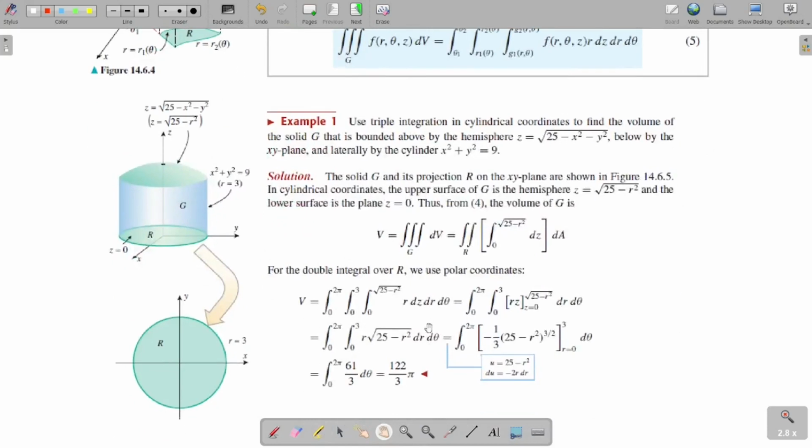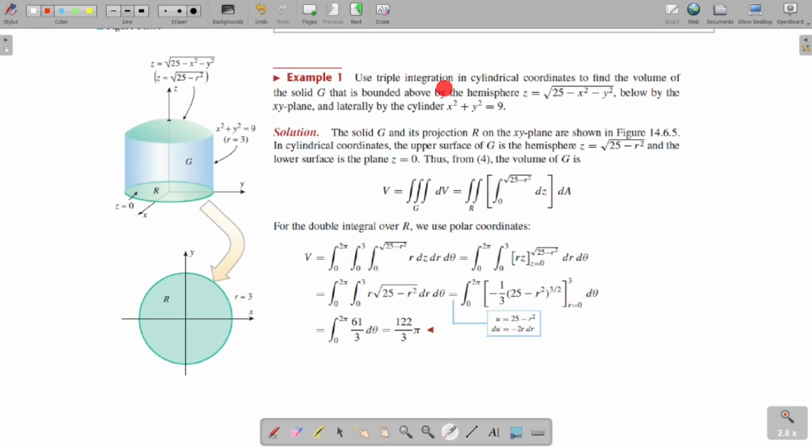So let us go through a problem. Use triple integration in cylindrical coordinates to find the volume of the solid G that is bounded above by the hemisphere z equal to root of 25 minus x square minus y square, below by the xy plane, and laterally by the cylinder x square plus y square equal to 9.